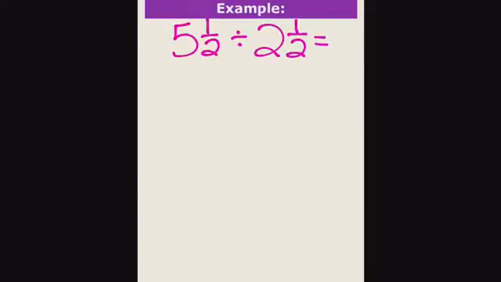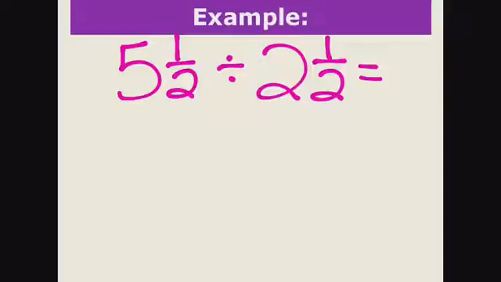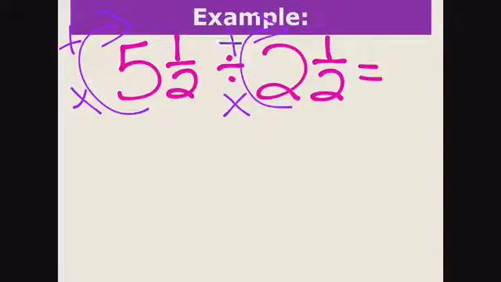Okay, let's try another one. Here we've actually got two mixed numbers, 5 and 1/2 divided by 2 and 1/2. But we're going to approach it the same way. Start by changing all mixed numbers into improper fractions. Draw your mad face. We're going to start with this first one here. 2 times 5 is 10. 10 plus 1 is 11. Our denominator stays the same at 2. Not changing it to multiplication yet.